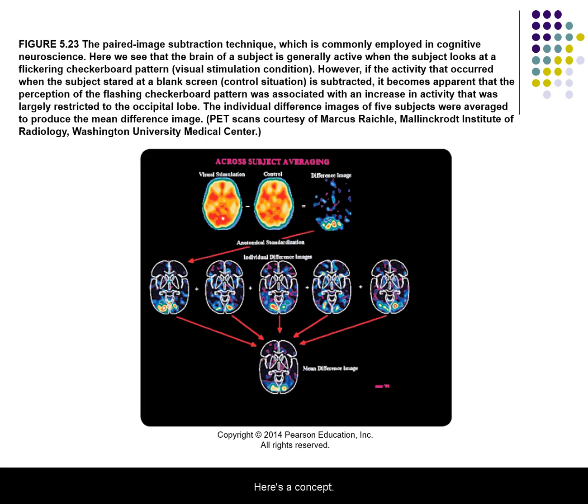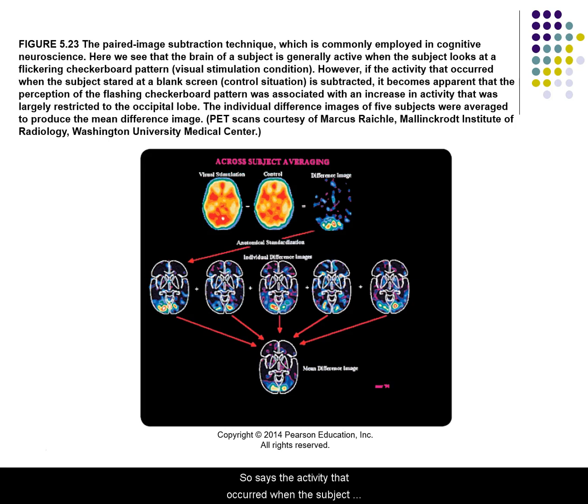Now here's a concept that your author comes up with also. It's commonly employed in cognitive neuroscience. What they do is, if you look at the diagram there real closely, on the top left it says visual stimulation, then the image just to the right says control, and then the one furthest right says difference image. So what we're looking at here could just be a PET scan. And so they're looking at the difference between visual stimulation and control, and that difference is what you see in the image on the furthest to the right.